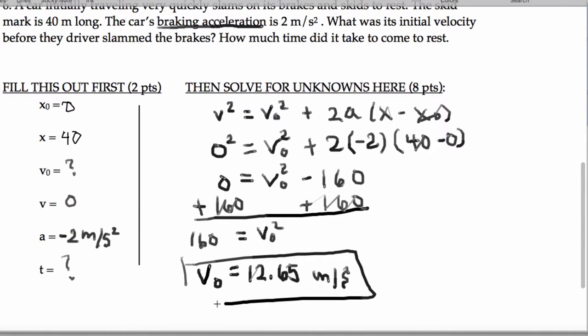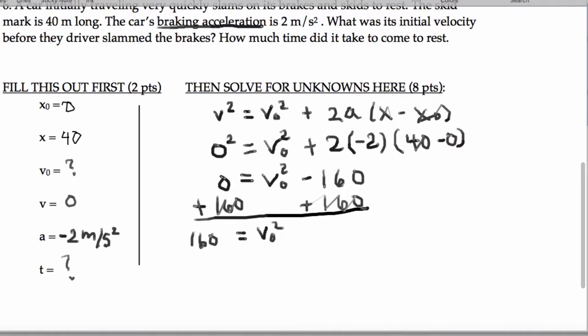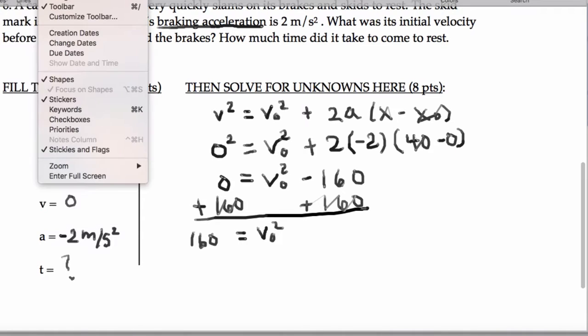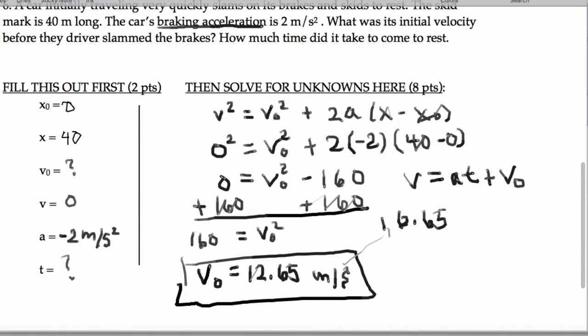Now let's go ahead and get the time it takes to stop. So that's going to be V equals at plus V0. That's 12.65 from here. Sorry, that's really badly written. Oh, whoops. Well, I got to redo that. Let's try to fix that.